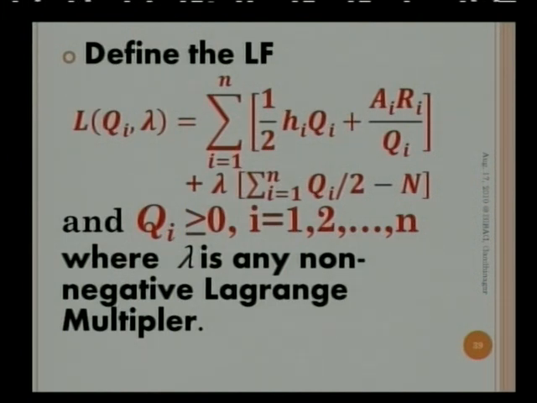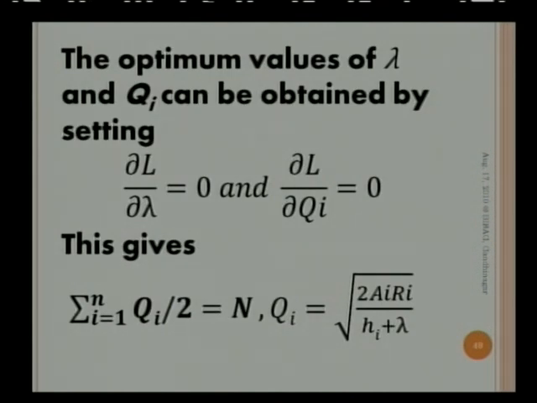So now the objective is to minimize this function L of Qi, lambda according to the values of Qi and lambda. For that we need to use the concept of calculus, that is del L by del lambda equal to 0 and del L by del Qi equal to 0. From that we get a relationship between Qi and lambda: Qi is equal to the square root of 2 ai Ri upon Hi plus lambda.